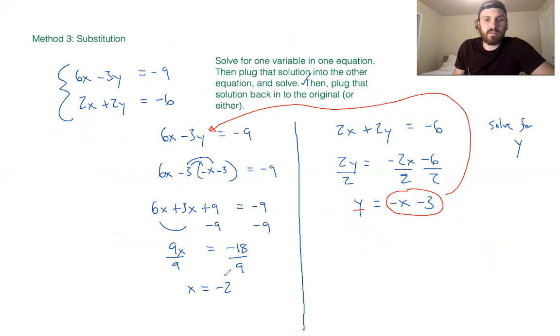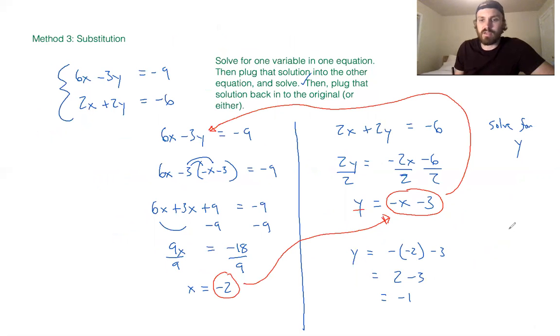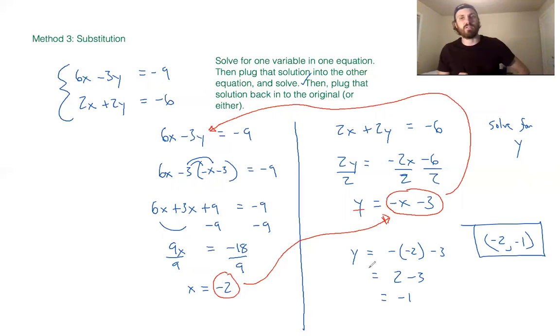Now I need to take that and plug it into either equation, but I'll just plug it in here because that's easy to get my y value. So my y value now, I'm going to have y is equal to -2 minus 3, which is +2 minus 3, which is -1. So my solution is -2, -1. That is the point that makes both of these equations true. So that's substitution, right? Solve for one variable in one equation, plug that solution into the other equation and solve, and then plug that back into the original or either equation. It really wouldn't matter. You just need to plug that last one back into one of the equations.